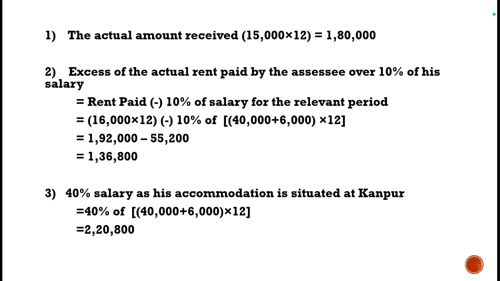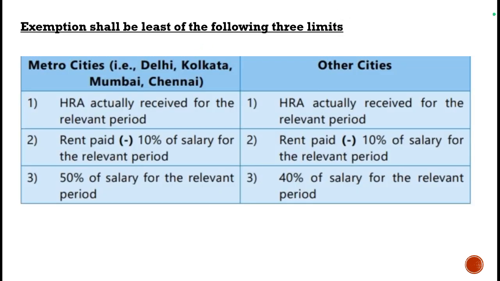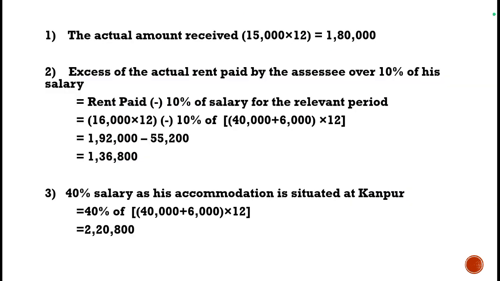So we can go to the exact calculation of this problem. The actual amount received, which is 15,000 into 12, that is for the year, which is 1,80,000 rupees. It is the first limit. The second limit is rent paid minus 10% of salary for the relevant period. That is, the excess of actual rent paid by the assessee over 10% of his salary, which is equal to 16,000 into 12 minus 10% of (40,000 plus 6,000) into 12, which is 1,92,000 minus 55,200. The final answer is 1,36,800.